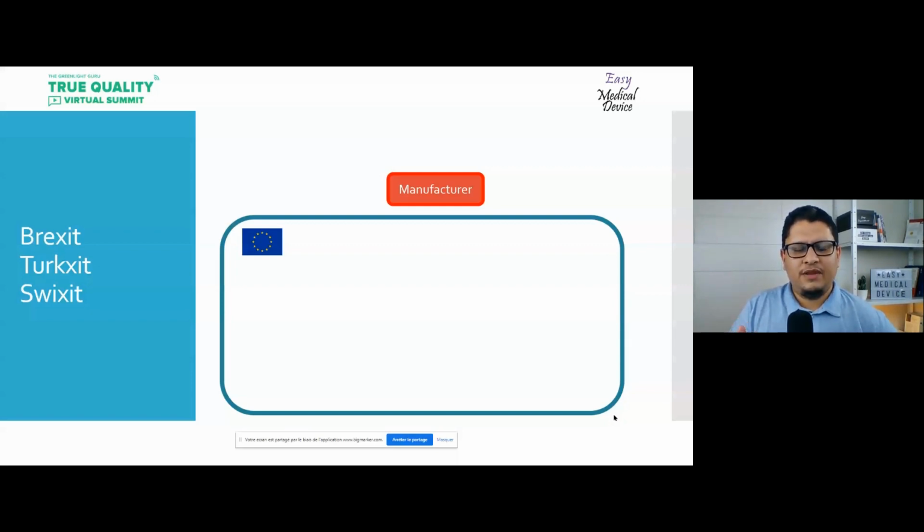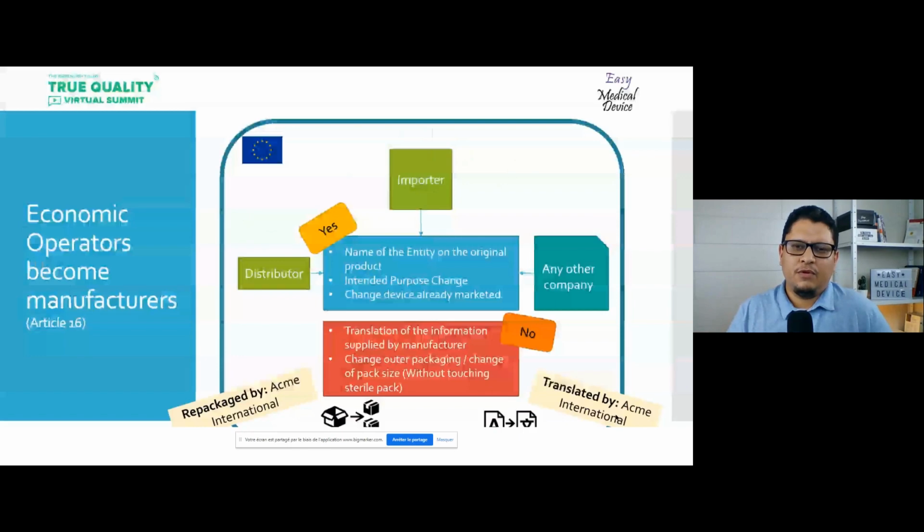For this situation, we will know better after the 1st of July, because the 1st of July is the date by which Boris Johnson has to say we will extend this for 1 or 2 years. But if he doesn't extend that, then by January 1st, there will be this Brexit. But we don't know what will happen. If the UK is really exiting the European Union, then it will be the same as a manufacturer located outside of the EU.